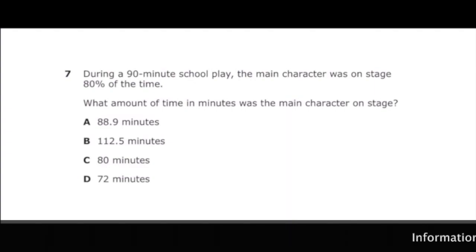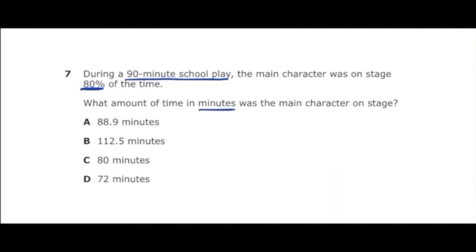This is number 7 from the 2022 7th grade math STAAR test. During a 90-minute school play, the main character was on stage 80% of the time. What amount of time in minutes was the main character on stage? So we need to find 80% of 90. And to do that, I'm going to change 80% to a decimal and multiply it by 90. So we're going to do 90 times 0.80.